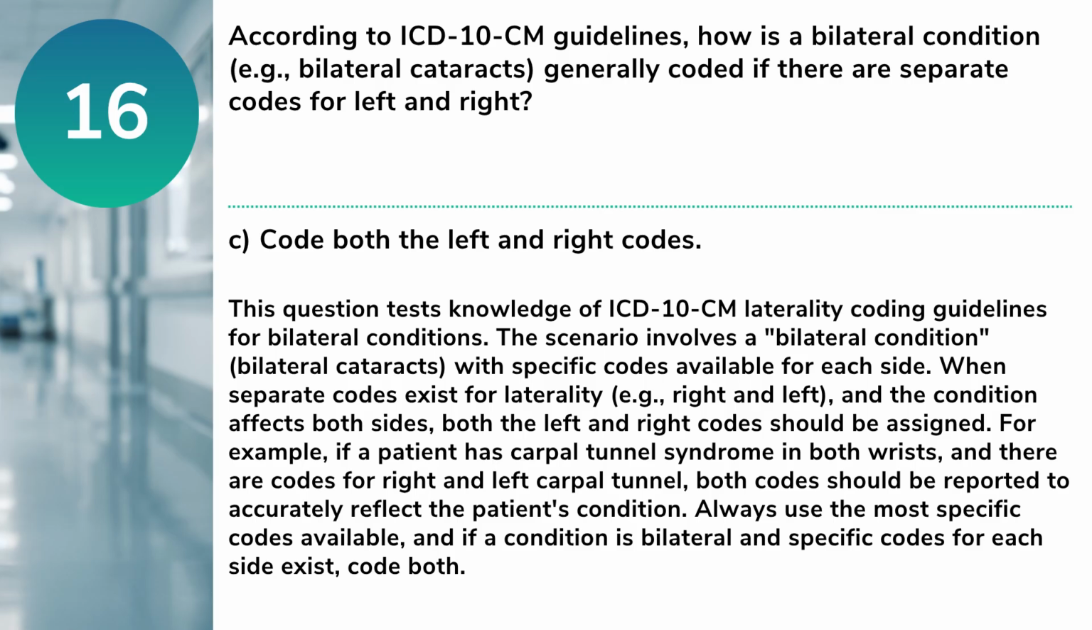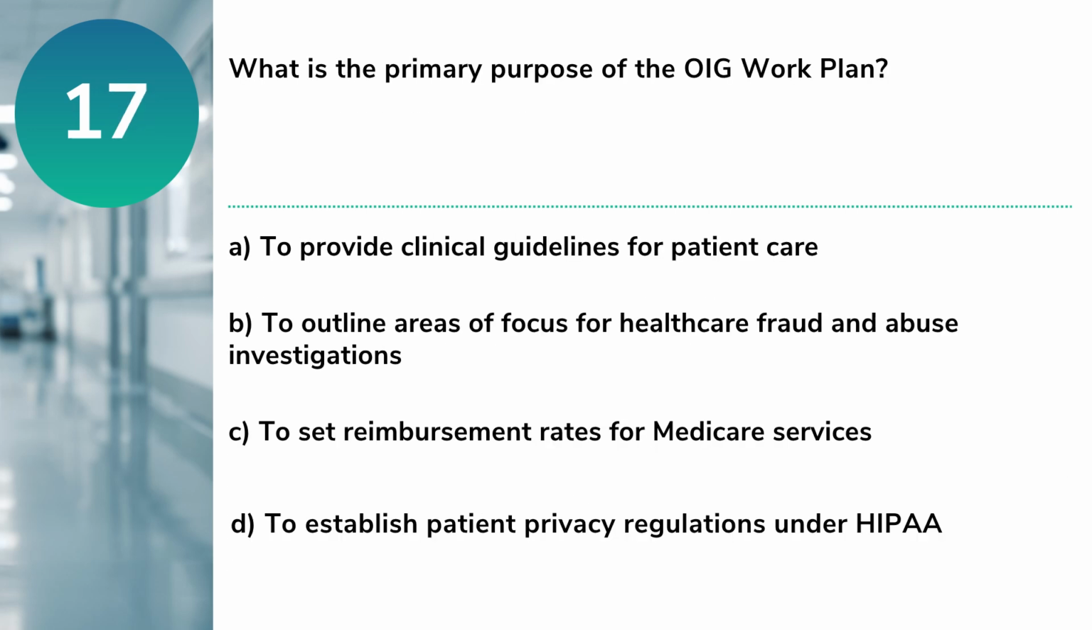For example, if a patient has carpal tunnel syndrome in both wrists, and there are codes for right and left carpal tunnel, both codes should be reported to accurately reflect the patient's condition. Always use the most specific codes available, and if a condition is bilateral and specific codes for each side exist, code both. Question 17. What is the primary purpose of the OIG Work Plan?